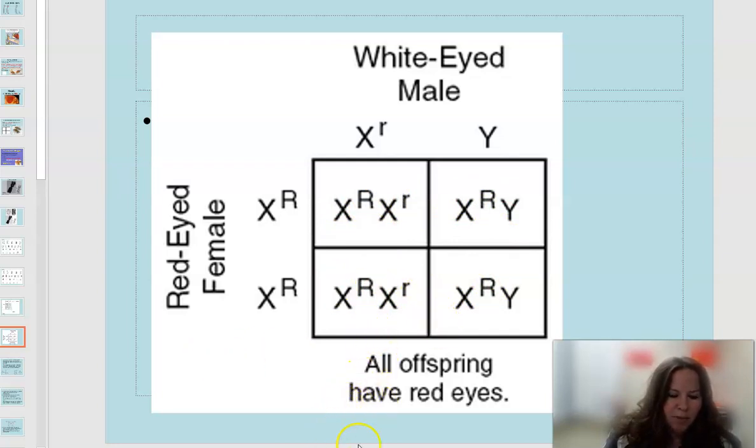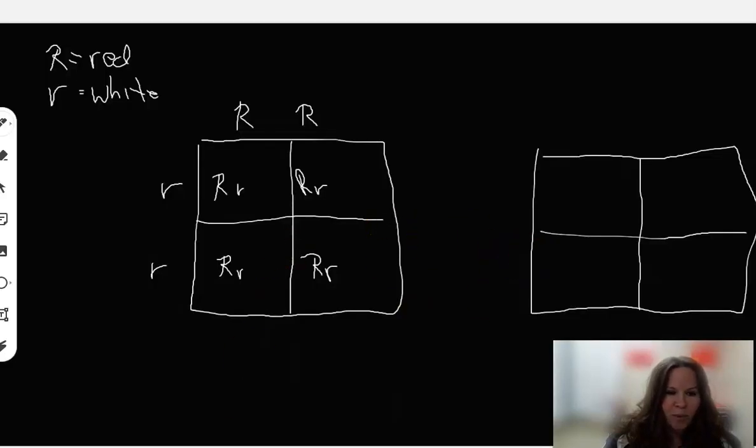Well, let's do the problem the other way and see if it works out. Remember, in the other problem, we did the reciprocal cross, and we made the males red-eyed and the females were white-eyed. So let's go to the Jamboard.